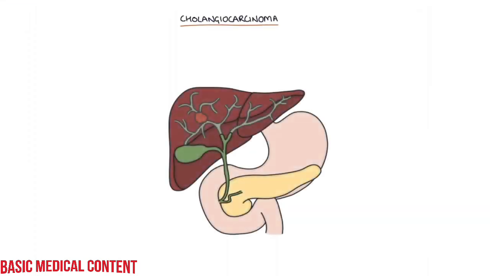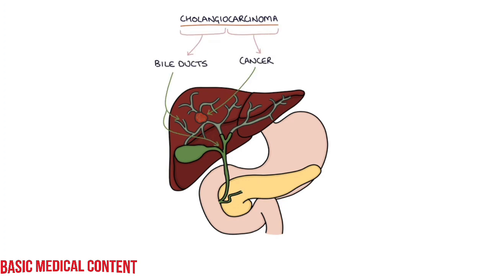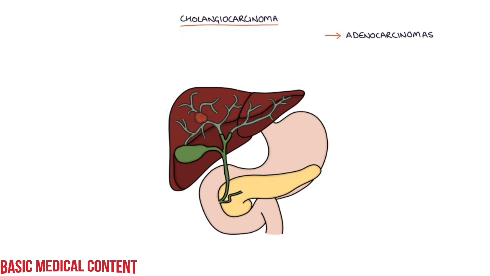In this video, I'm going to be going through cholangiocarcinoma. Cholangiocarcinoma is a type of cancer that originates in the bile ducts. The majority are adenocarcinomas. It may affect the bile ducts inside the liver, the intrahepatic ducts, or the bile ducts outside the liver, the extrahepatic ducts.